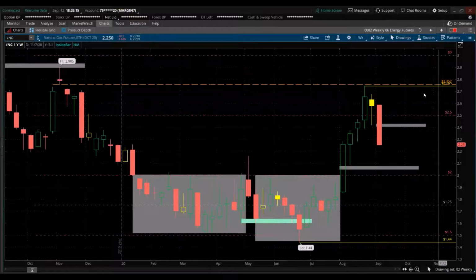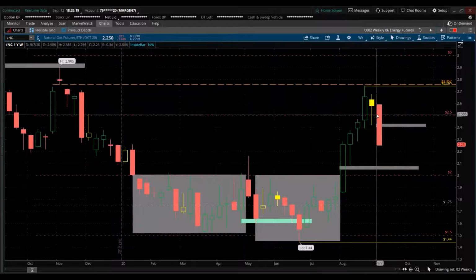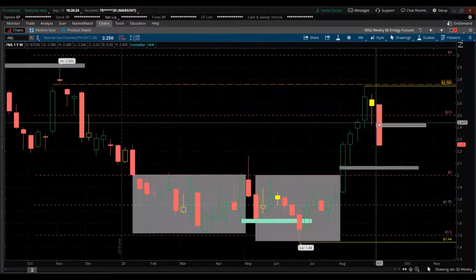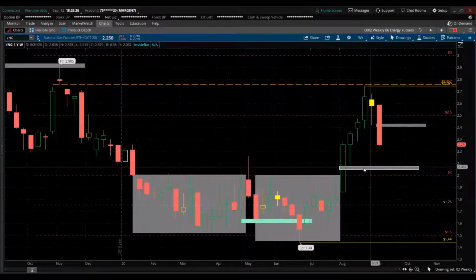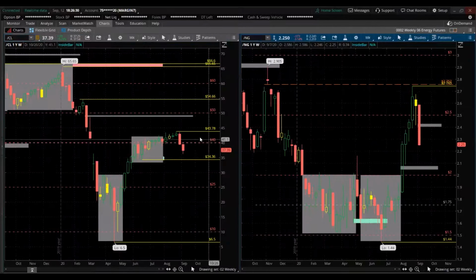Let's look at natural gas. Huge red candle for the week. Yeah, it broke below this inside candle. Very bearish. Maybe we'll come down and test this level. But energy sector is bearish.